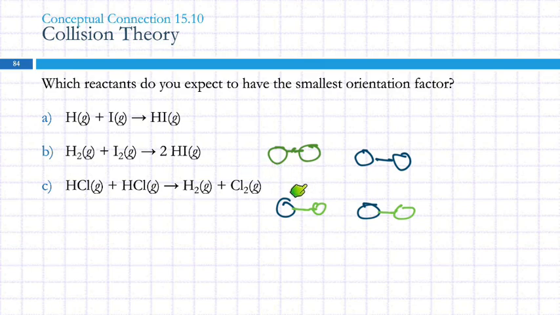So if this one comes in like this and this other one comes in the opposite orientation, is it still going to be okay? Yeah, because one side is the same as the other side. There's some symmetry. Here, if I change one of these around, then it's a completely different orientation. So which one's going to have the smaller orientation factor? C. C.